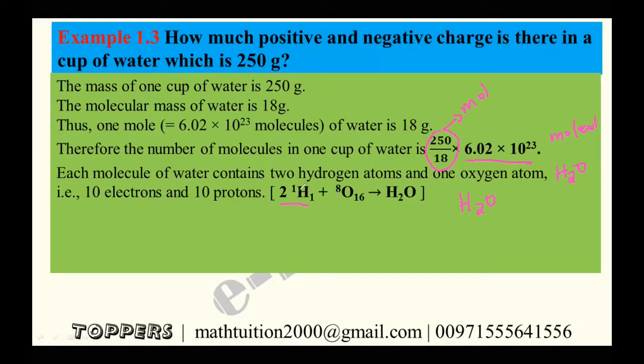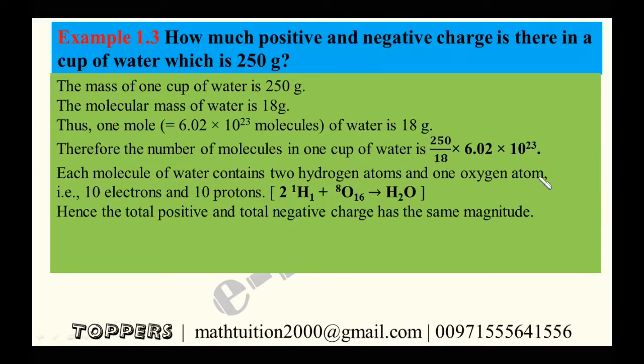So hydrogen symbol is 1H1. Up, what we are saying is proton number, atomic number. Down, what we are saying is mass number, right? That is the number of protons and number of neutrons. Oxygen atomic number is 8, number of protons. For a neutral atom, the number of electrons and the number of protons will be equal. And 16 is the mass number, the number of protons plus number of neutrons. Here, this is the number of protons only. The total positive and total negative charge has the same magnitude.